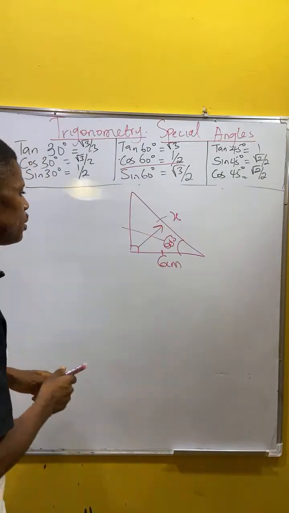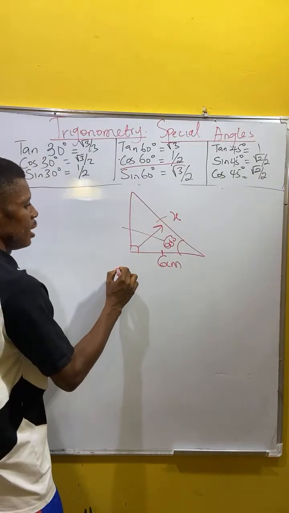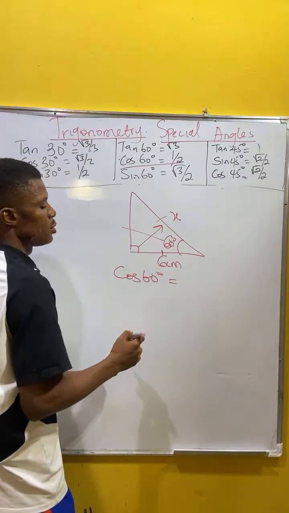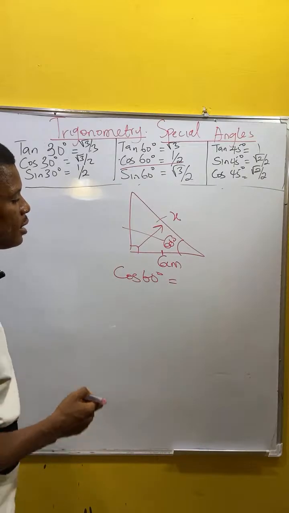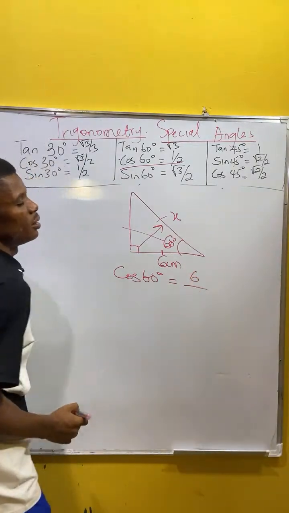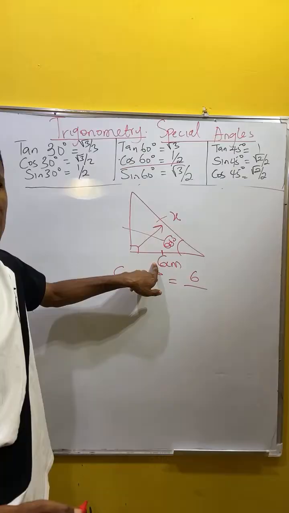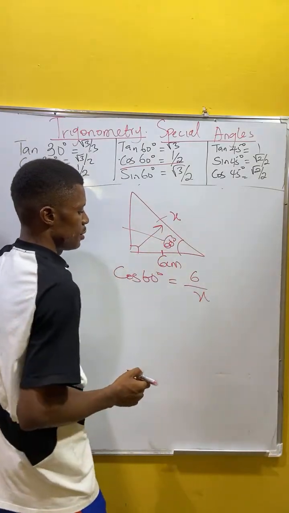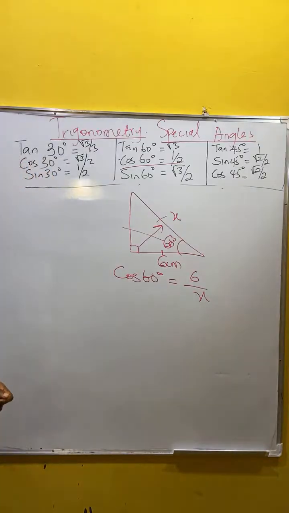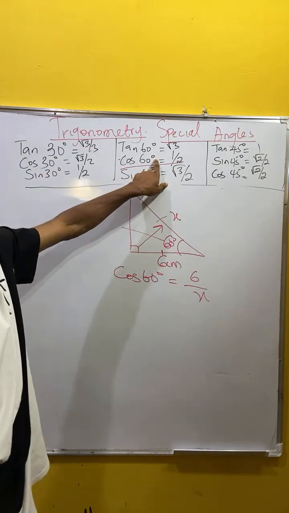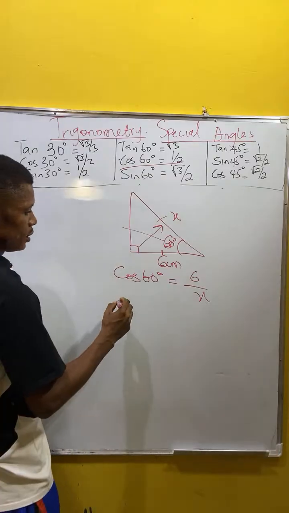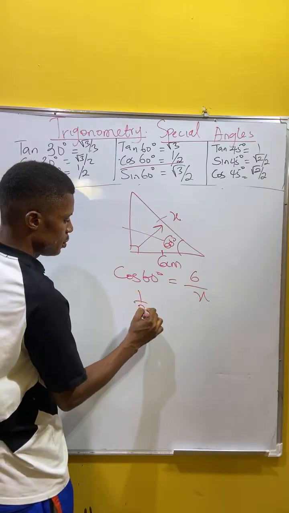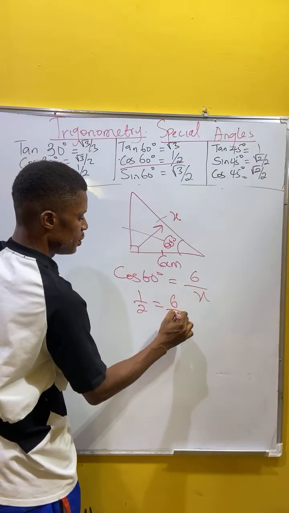So let's move on. This tells you that we are going to use cos 60 degrees is equal to the adjacent, 6 cm, over the hypotenuse, x. So this becomes over x. What is the value of cos 60? Cos 60 is half. So all you have to do is 1 over 2 is equal to 6 over x.